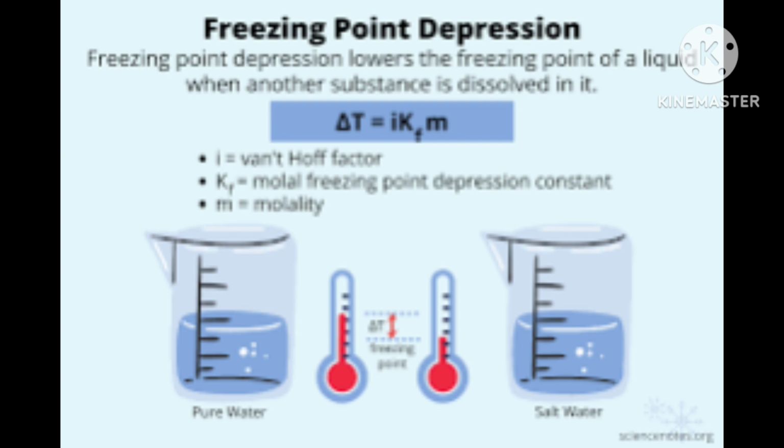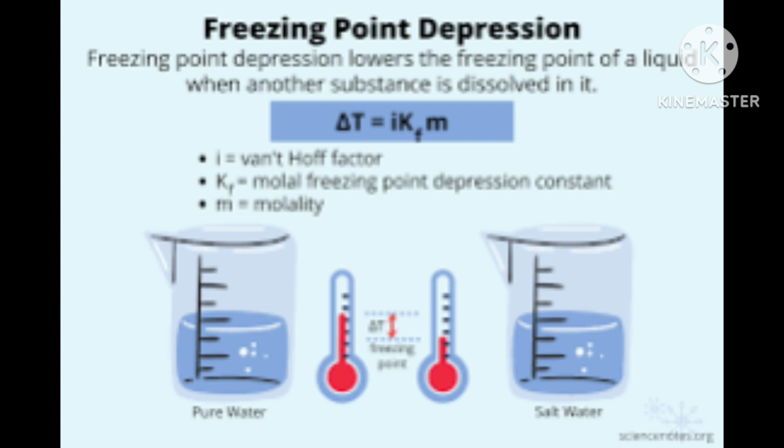You will get it by deducting 354.11 minus 353.23. You will get 0.88 Kelvin. Okay. Then, down again, you have to write the weight of solvent, W1, the weight of solvent. That is 90 gram.